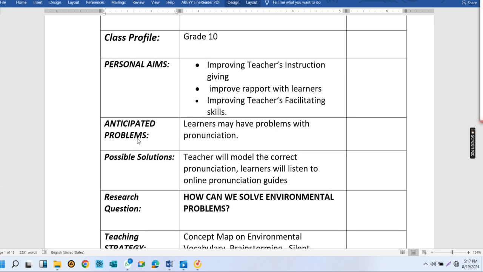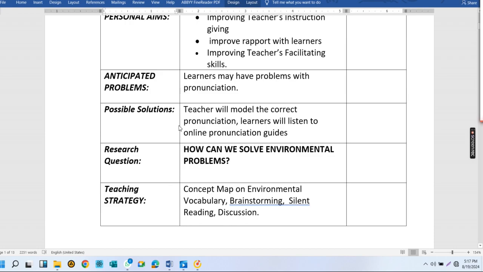And there can be some problems during lesson delivery, technological problems or some other problems. And here I have written learners may have problems with correct pronunciation, and as a possible solution, I offer that the teacher will model the correct pronunciation, as well as ask the learners to listen to the Google pronunciation guide, etc. And this shows that there can sometimes be problems during lesson delivery, and the teacher should have some plan B in order to solve these problems. And my research question is, how can we solve environmental problems?